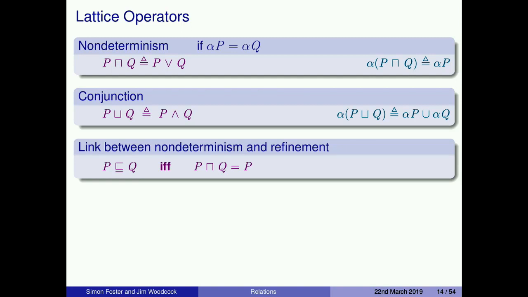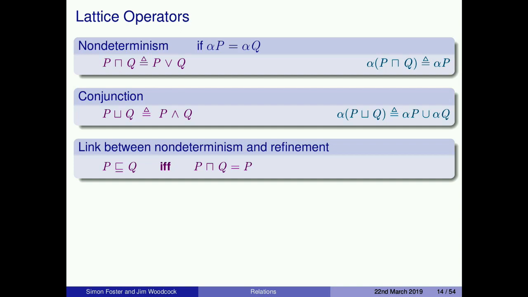I'll not go into this one, although this is simply stating a duality result, that we also have its dual operator. But really the crucial thing here is that we have a link now between non-determinism and refinement.